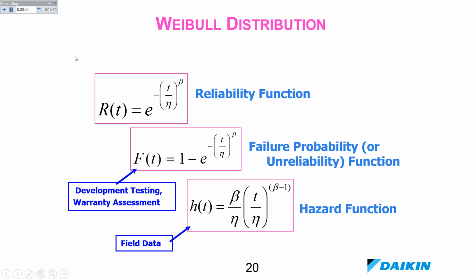The rest of the three functions from the Weibull distribution look like this. And as I said, for a lot of product development testing and even warranty assessments, we use this function a lot. We mostly call it the unreliability function. And this one we sometimes call the failure rate, but it's called the instantaneous failure rate. And for field data analysis, we would be using this function.